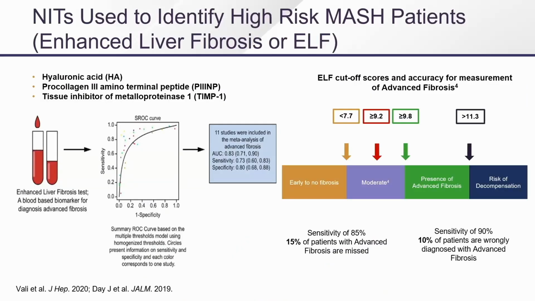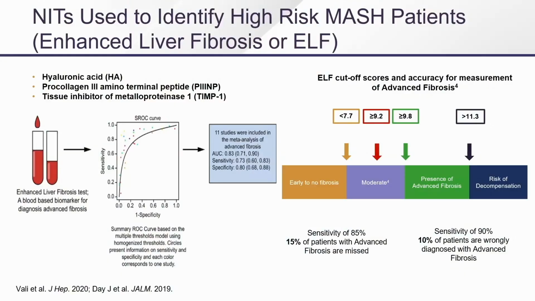Serum biomarkers, there are a number of them. ELF, ProC3, there are others that are being developed. ELF is the one that was approved by the FDA as a prognostic biomarker, even for NASH. And it is, of course, a combination of three different components: hyaluronic acid, P3NP, and TIMP1. These are fibrogenesis and fibrolysis parameters. And in general, they perform very well. All these non-invasive tests have high negative predictive value, meaning that you can exclude patients with advanced fibrosis.